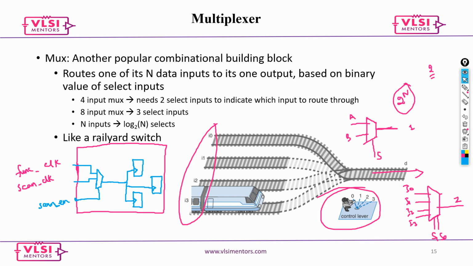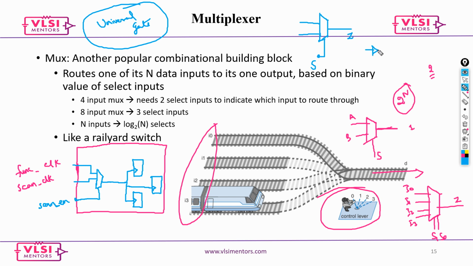Also, a mux is treated as a universal gate. What this means is you can derive any logic using the mux. Say simple, you have a mux, this is your select line, and this is your Z. Let's say you need an inverter, but you have only a mux. How do you get this?